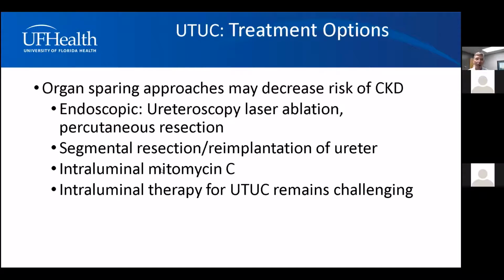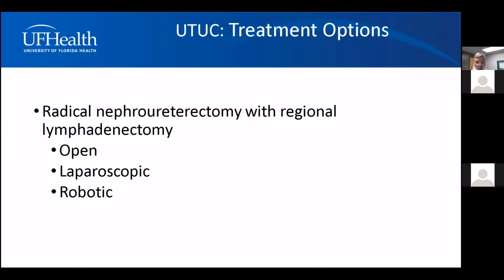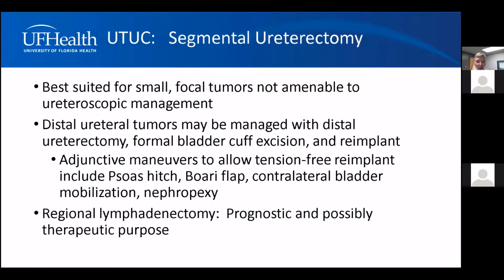So when possible, use ureteroscopy, laser ablation. They mentioned in Campbell's percutaneous resection, though I never have done that. I don't know if anyone else has done that. I just think that's a higher probability of seeding. Segmental resection, reimplantation, use of mitomycin C, though any of this kind of mitomycin therapy, trying to put that therapy in the upper tracts, I think is challenging. Radical nephroureterectomy with that lymphadenectomy should always be performed together.